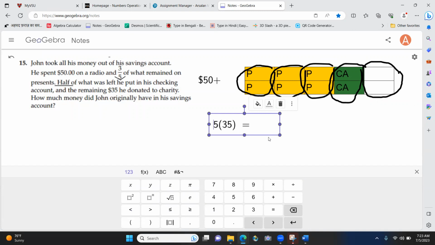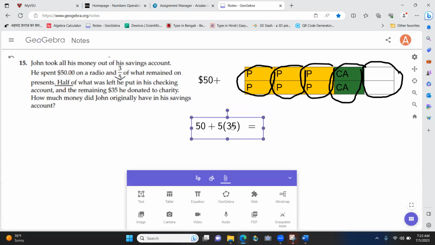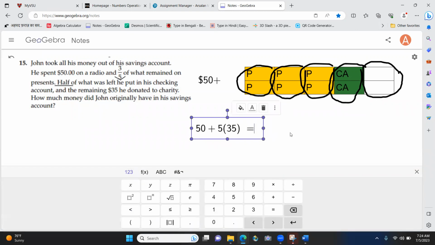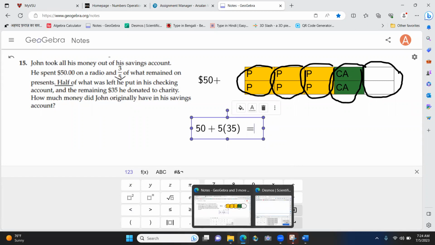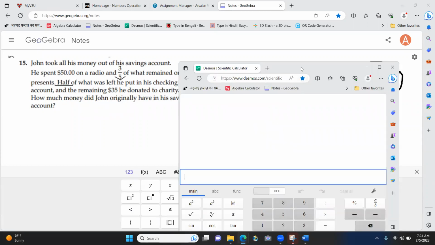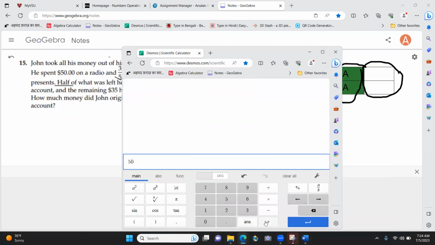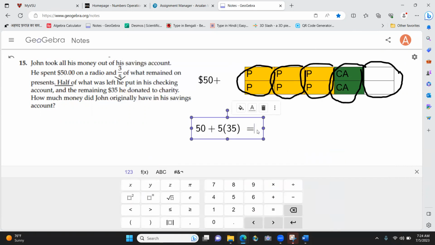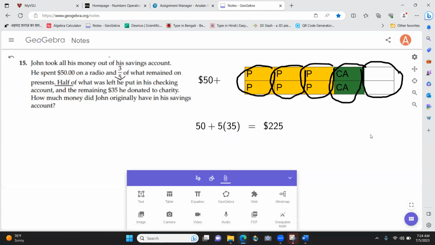And since they want you to find the total amount of money, so what's 5 times 35? Let me use my calculator if you would be okay with it. So 50 plus 5 times 35. I'm getting $225. Take a look. It's a very easy problem if you draw the right kind of picture.